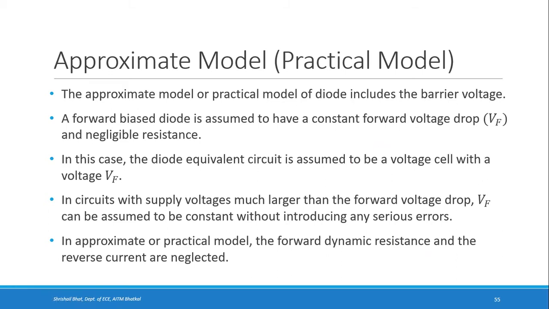This approximate model considers the barrier voltage. The barrier voltage appears across the diode as the forward voltage drop. A forward bias diode is assumed to have a constant forward voltage drop and negligible resistance. We are not considering the dynamic resistance in the approximate model, but we are considering the forward voltage drop.